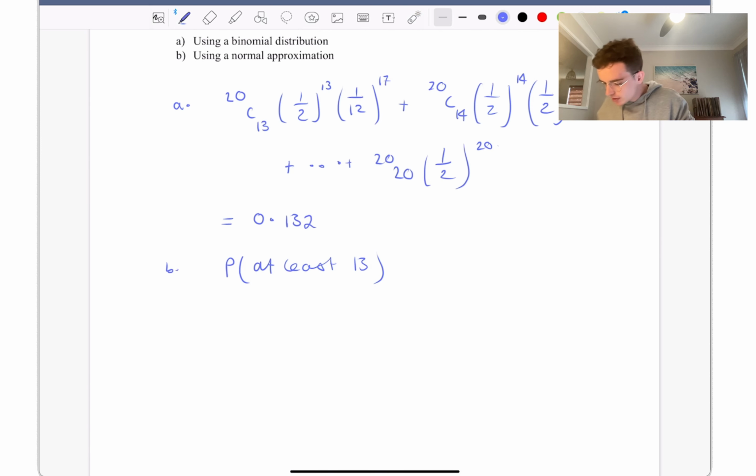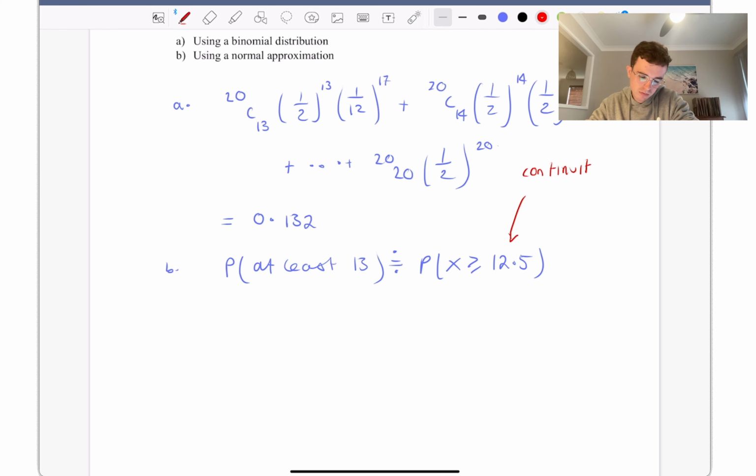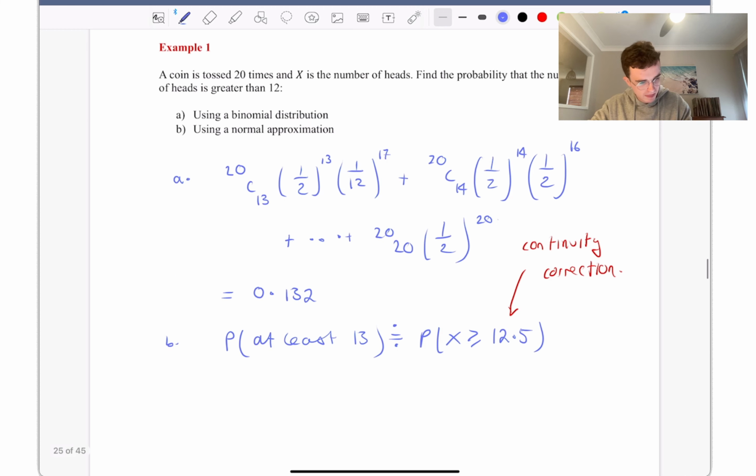So if we want the probability of being at least 13, we're actually going to approximately consider the probability that x is greater than 12.5. And that's to account for our continuity correction. Okay, so we want to know the probability that x is greater than or equal to 12.5.